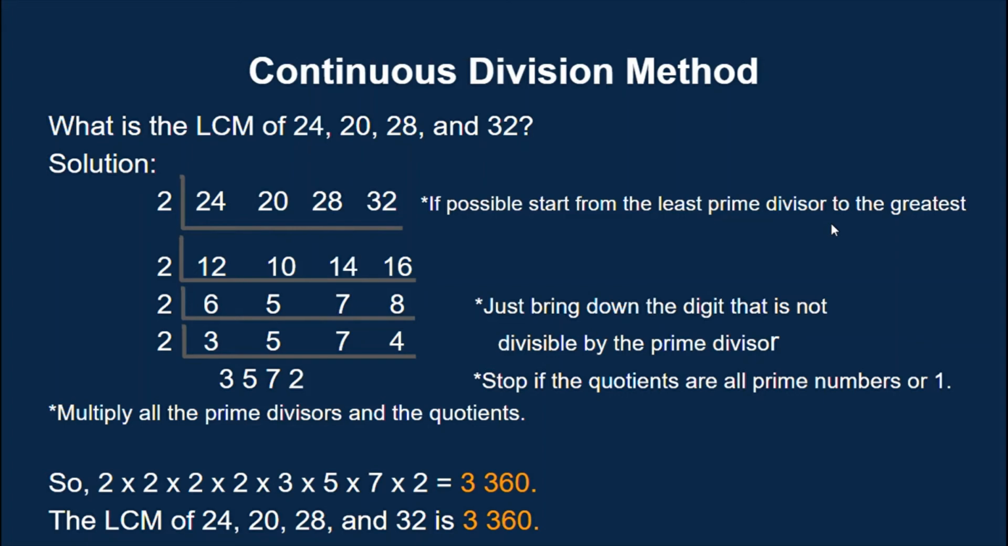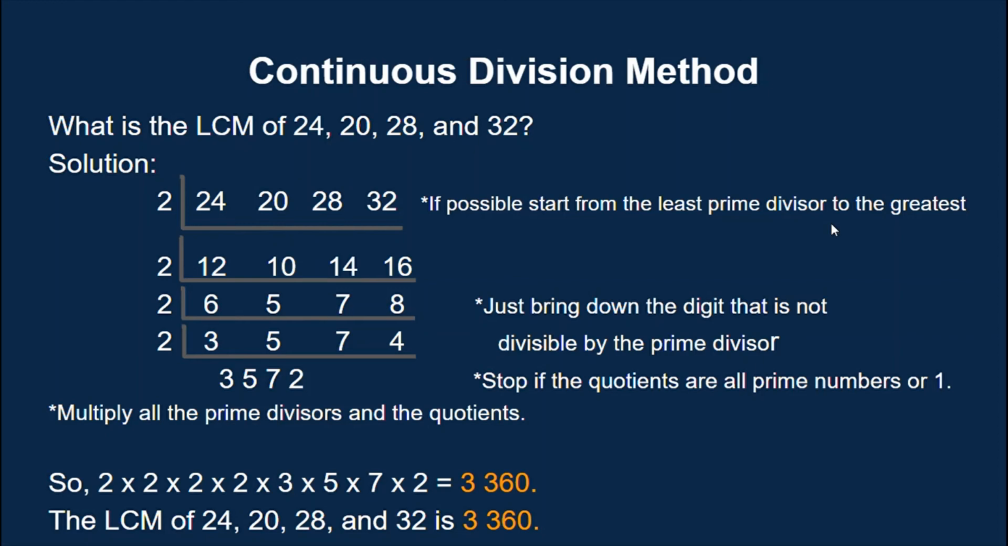So 6 can still be divided by 2. And 8 is also a number that can be divided by 2. But 5 and 7 are already prime numbers, so let us just bring them down. Okay, so 6 divided by 2 is 3, and 8 divided by 2 is 4. So we have already here 3, 5, 7, and 4.